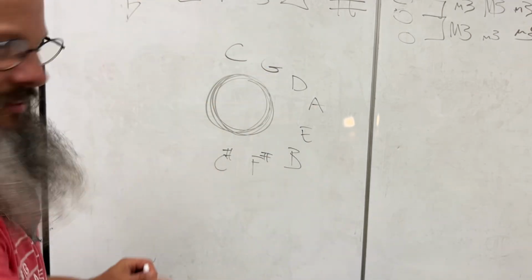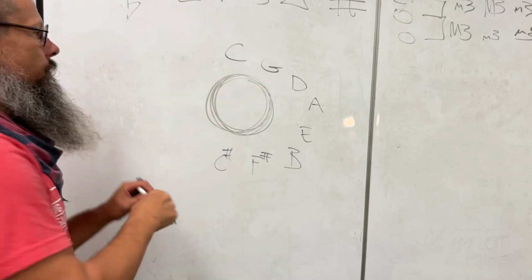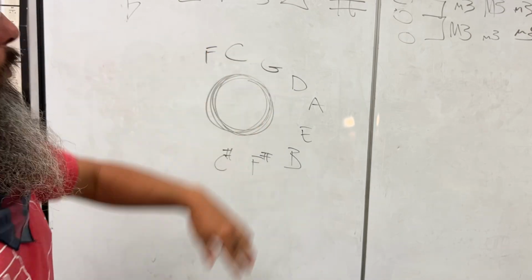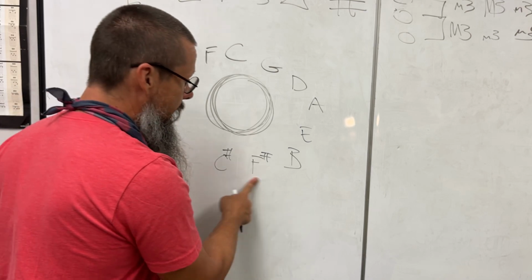How do we go 4 notes away? Same way we went 5. C, D, E, F. When we go to F here, we're relying on the fact that we know we already have an F sharp.